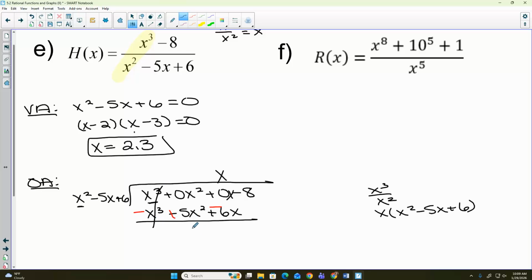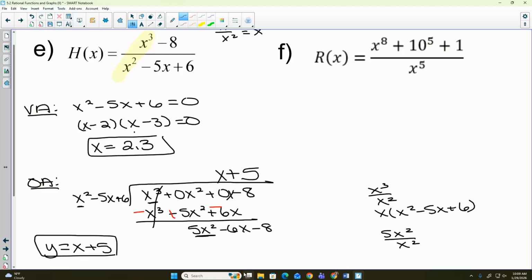x cubed minus x cubed cancels. We have 5x squared and 6x minus 8. We are one step away. We're back to dividing. What is 5x squared divided by x squared? That is all I need. My oblique is y equals x plus 5. So it's long division, but you don't have to finish. Just enough to get our line. That one okay?